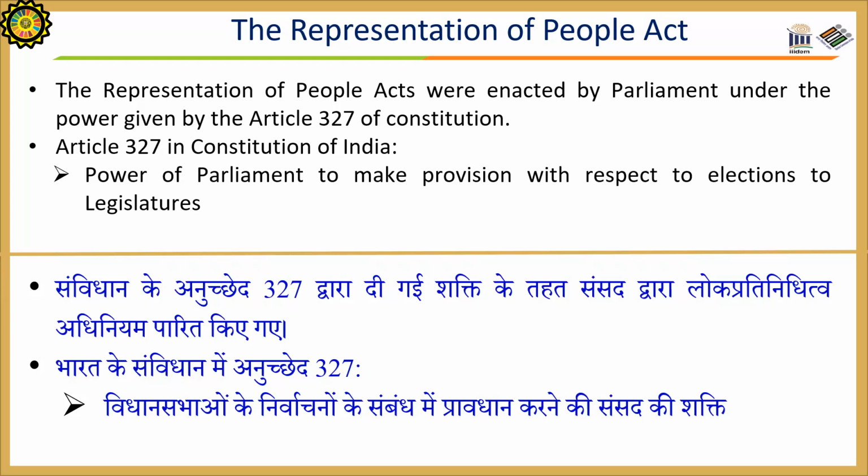The Representation of People Act. The Representation of People Acts were enacted by Parliament under the power given by Article 327 of the Constitution. Article 327 in the Constitution of India says: power of Parliament to make provisions with respect to elections to the legislatures.